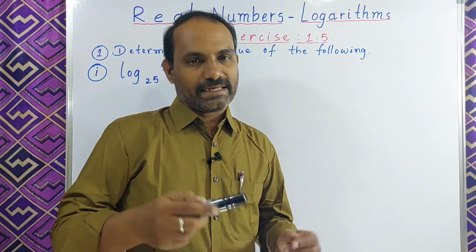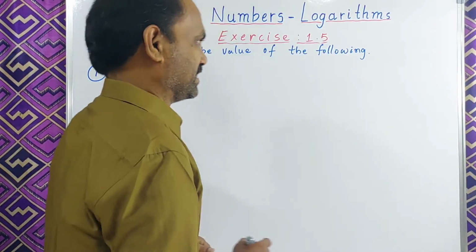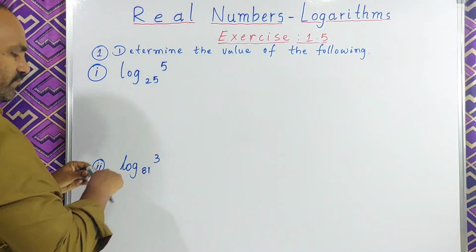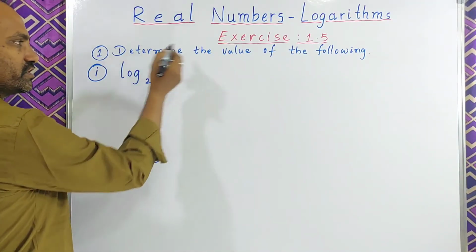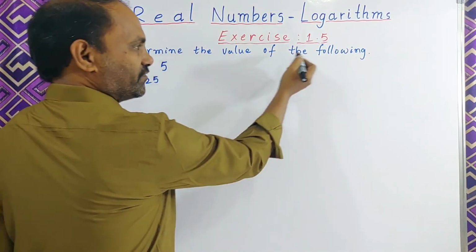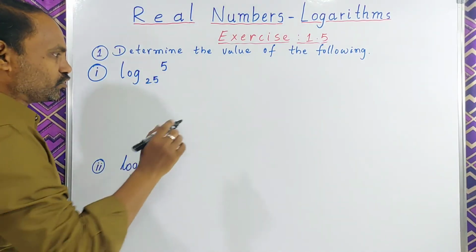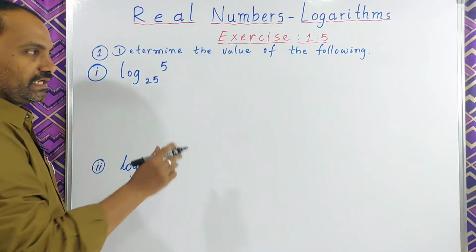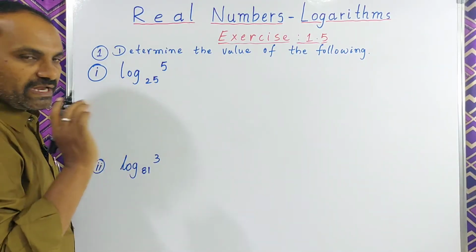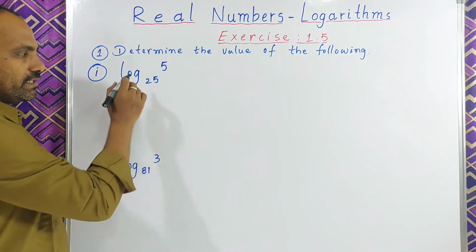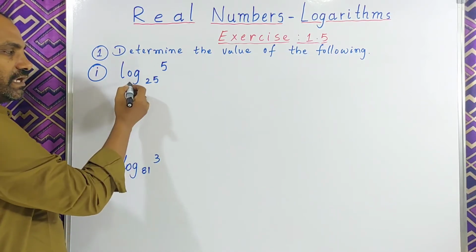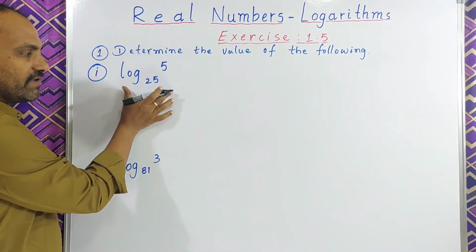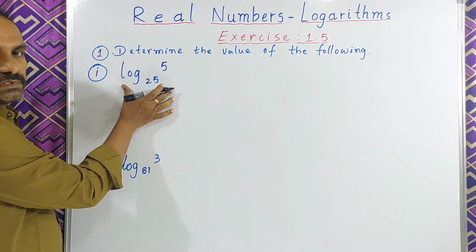Okay students, let us solve some questions from the exercise. Exercise 1.5, logarithmic questions. From the first question, determine the value of the following. Nine questions are given in that, so one by one I will explain how to do these answers. The first one: log 5 to the base 25. We are going to find the value of this logarithm.